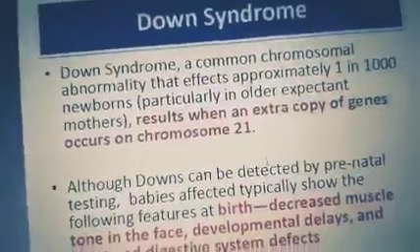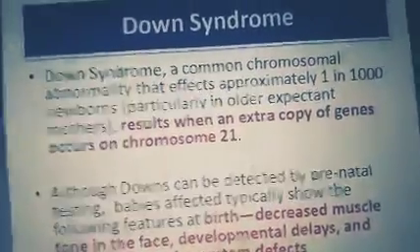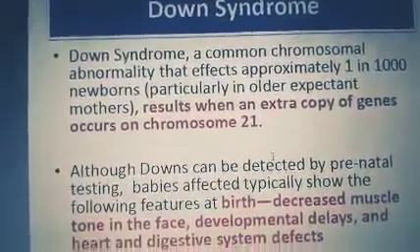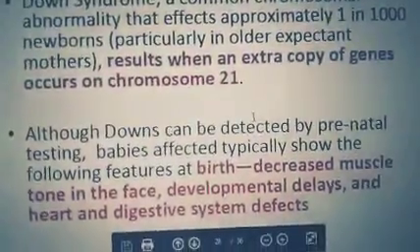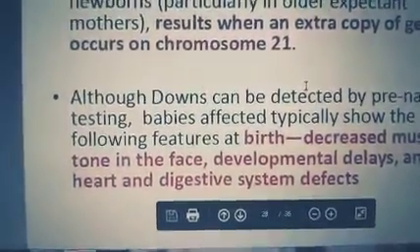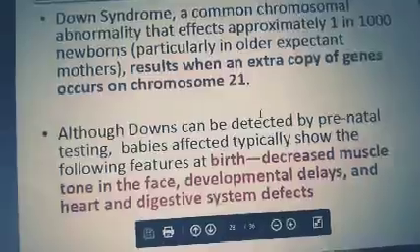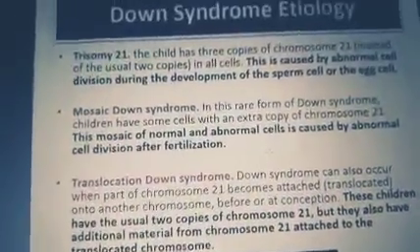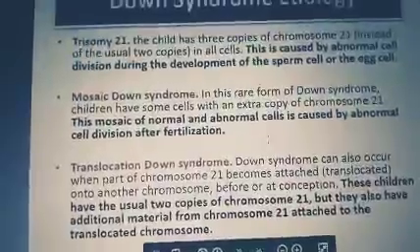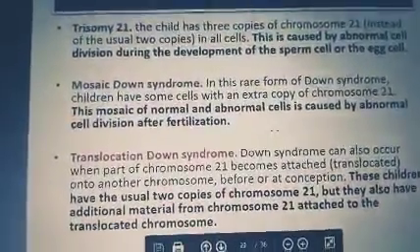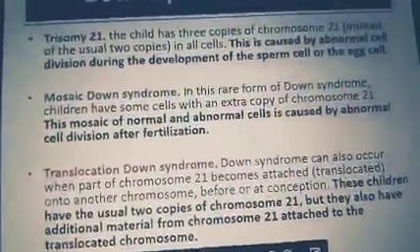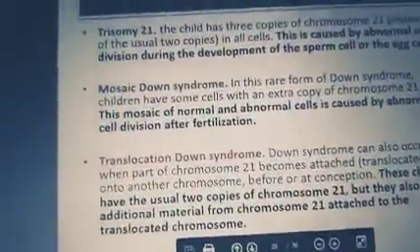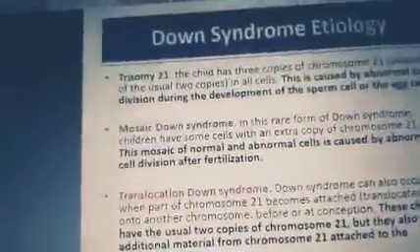Down syndrome results when an extra copy of genes occurs on chromosome 21, leading to mental retardation, decreased muscle tone in the face, developmental delays, and heart and digestive system defects. It leads to trisomy, mosaic Down syndrome, translocation Down syndrome. Ultimately, it is dealing with the 21st chromosome and adding up a pair of it.